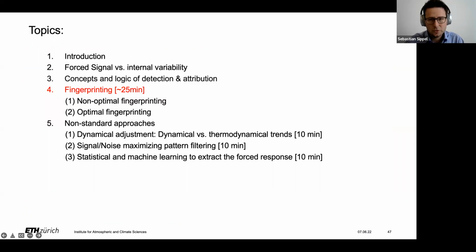What we're going to do today, to continue from what we did yesterday, is spend roughly the first half of today's lecture on fingerprinting, which is basically the state of the art and most widely used technique for detection and attribution. This has basically two parts. One is so-called non-optimal fingerprinting, and I'll explain in a second what this is. And then a second part on optimal fingerprinting.